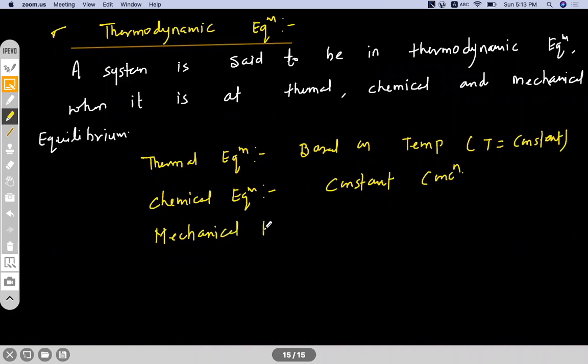Mechanical equilibrium, net force is zero, right? Net force is zero, or we can also say equal pressure. Force is nothing but, you know, pressure. Pressure is force per unit area, correct? So when pressure is equal, force per unit area is also equal. So equal pressure we have.